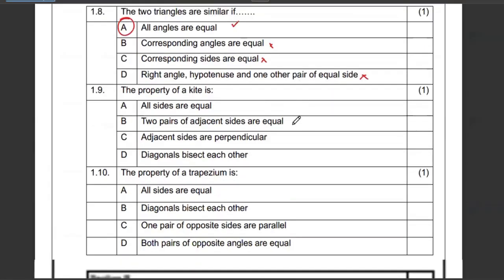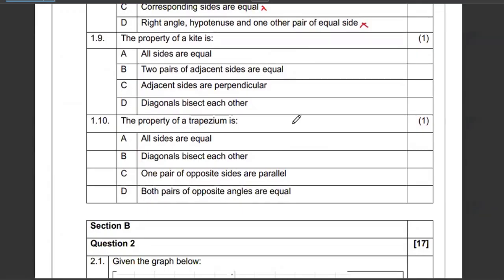And then the property of a kite. We know that all sides are equal. Nope. Two pairs of adjacent sides are equal. Perfect. Adjacent sides are perpendicular. No. Diagonals bisect each other. No. Just one diagonal. So option B is the best. 1.10, property of a trapezium, one pair of parallel lines. All sides are equal.